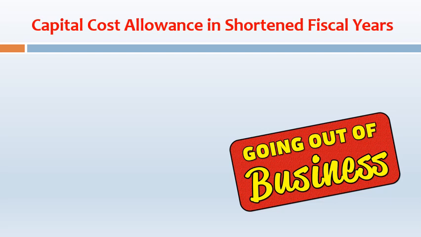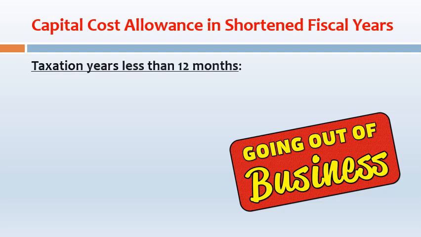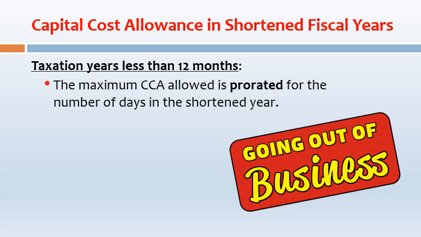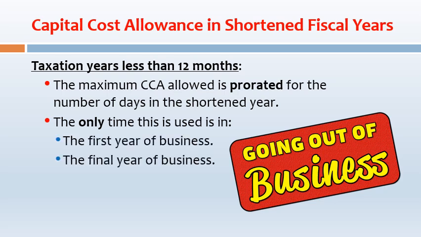So are there any instances in which we would prorate CCA like we do in accounting? Well, there are a couple. We're looking at specifically taxation years that are less than 12 months. Now, the maximum CCA deduction would then be prorated for the number of days in the shorter year. Now, this happens pretty rarely, but it does happen in the first year of business, and it also happens in the final year of business. So these are situations that do actually arise. How you would determine this is calculate the normal amount of CCA that you would otherwise calculate, including that accelerated rate, and then you would prorate it for the number of days in the year.